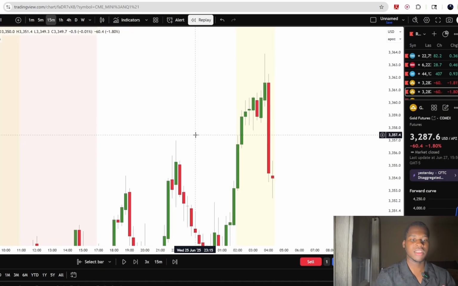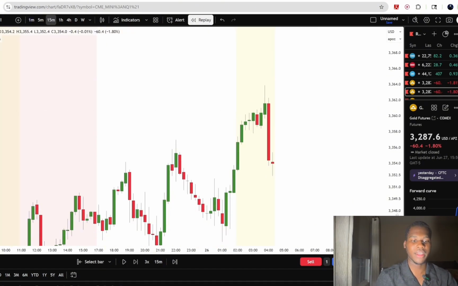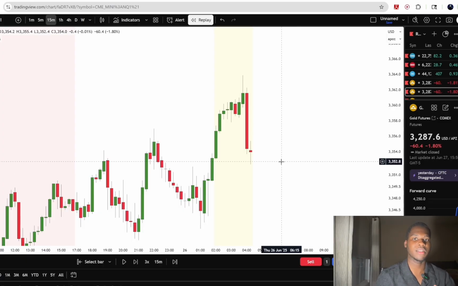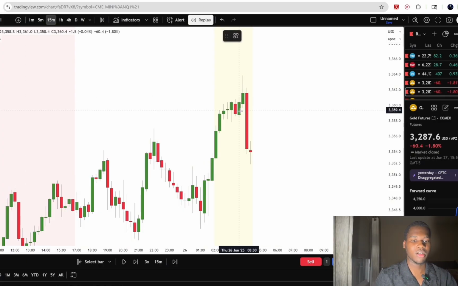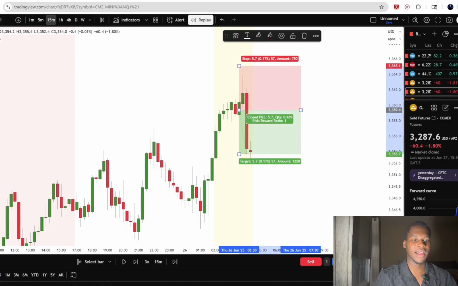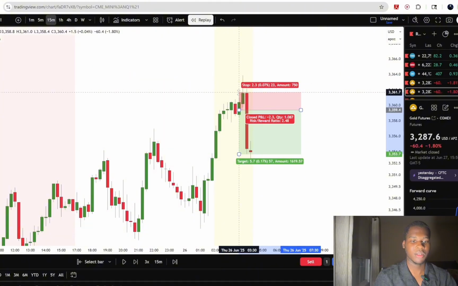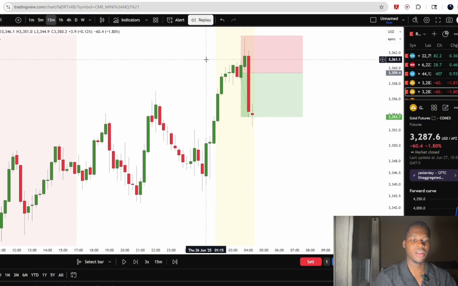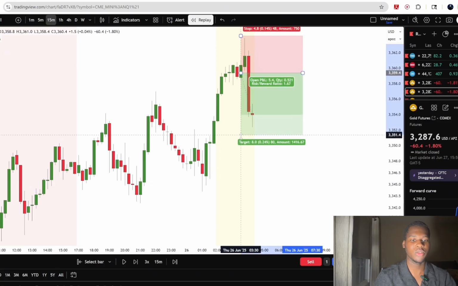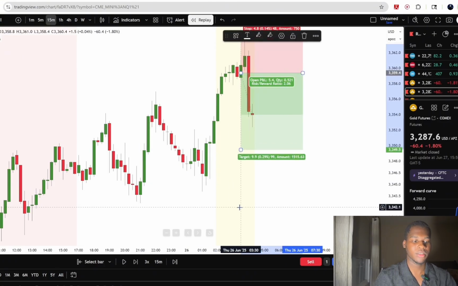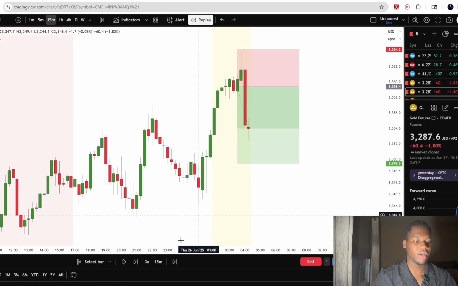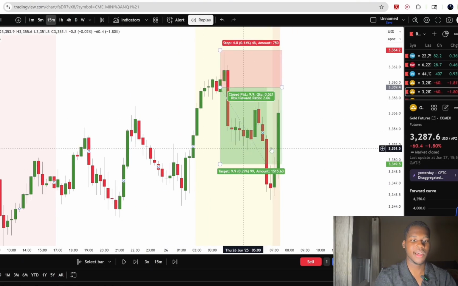That leads us to get inside on the break of candlestick entry off of the 15-minute time frame. We put our stop loss right above this last high. We could put it at the wick, but we're going to put it right on top of this high. And we are going to target a simple 1 to 2 risk to reward. We're already in profit here, and the trade cleanly plays out.